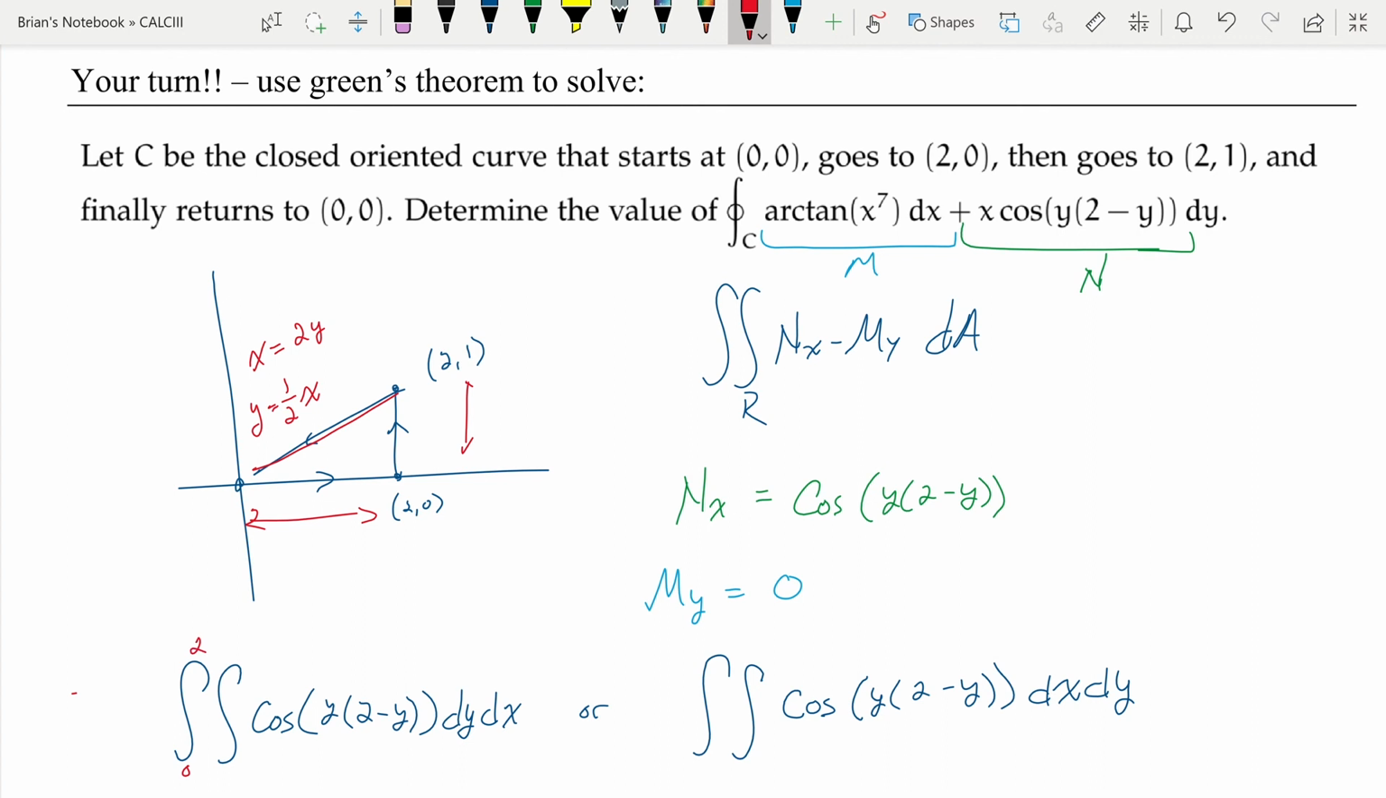The y, okay, so we're doing vertical slicing. We start at y is equal to 0, that line, and we go up to y is equal to 1/2 x, so it'll be x over 2. Just to save some room, instead of 1/2 x, it's the same thing.